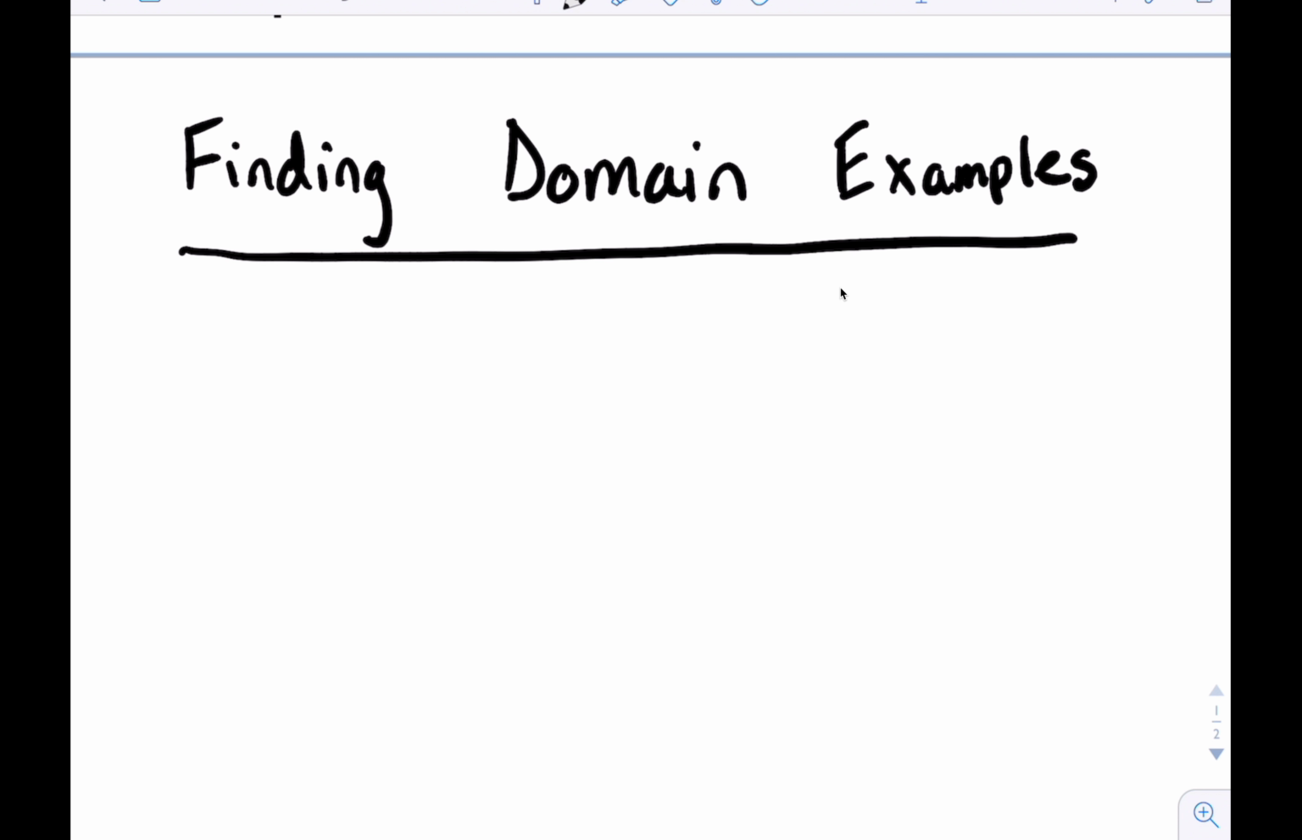All right, so for the video, I'm going to write my answers in both set and interval notation. You guys don't need to do that. You can do either one. That's fine with me. But again, you need to be able to recognize both forms and know what they mean.